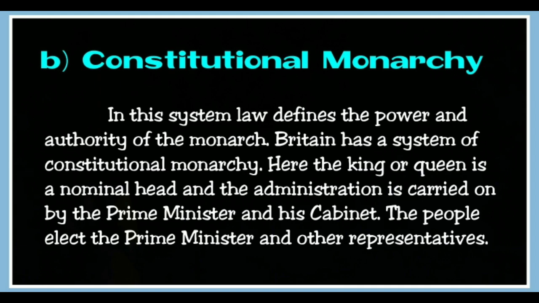Means in constitutional monarchy, the administrative power is carried out by the prime minister and his cabinet, and the prime minister and other representatives are elected by the people, and here the king or queen is a nominal head.